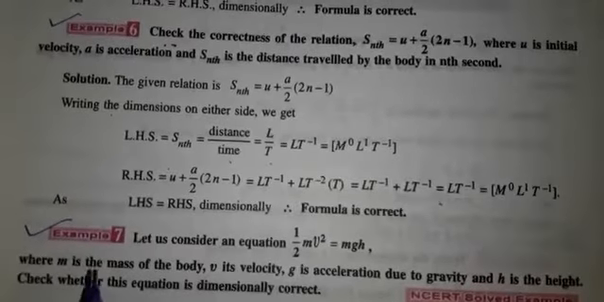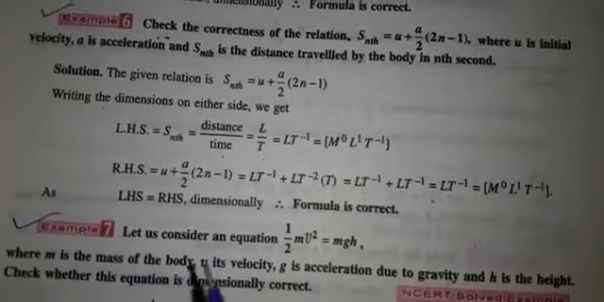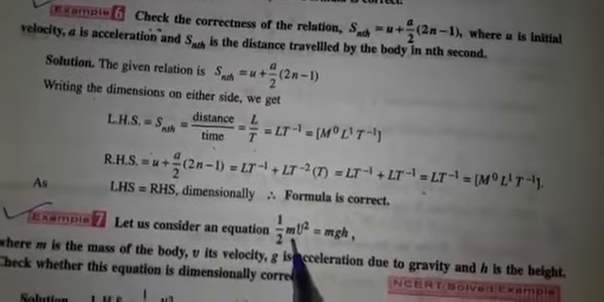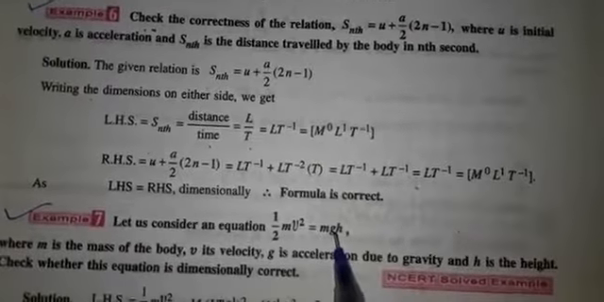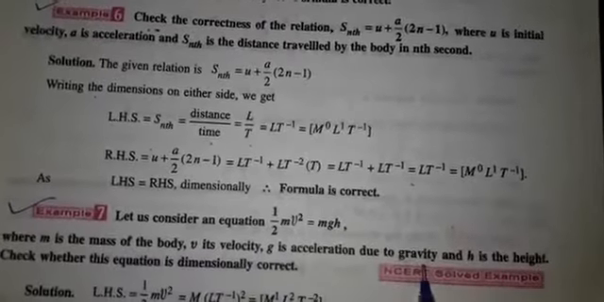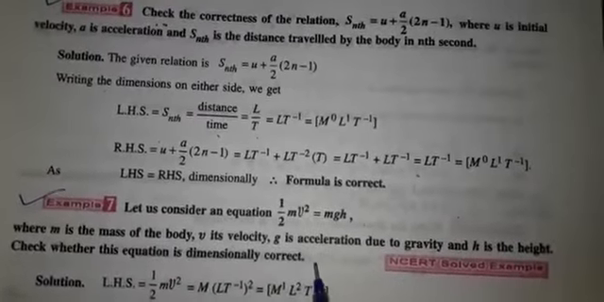Okay, now one more question. Let us consider an equation 1 by 2 m into v square equal to mgh. This is the energy, and which energy? Kinetic energy, equal to mgh, which is the potential energy. So these two energies are equal, kinetic energy equal to potential energy. So we want to check whether this relation is correct or not. Where m is the mass of the body, v is its velocity, g is the acceleration due to gravity, and h is the height. Check whether this equation is dimensionally correct or not.